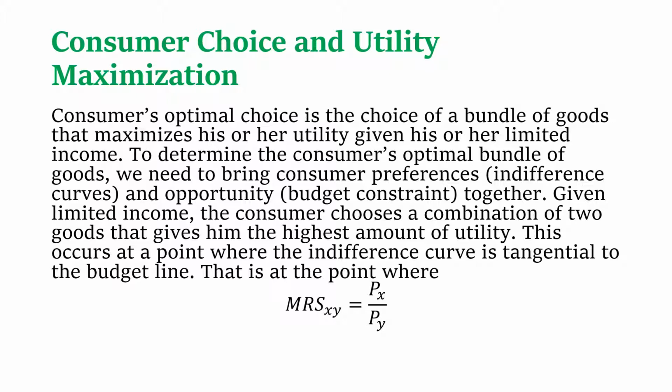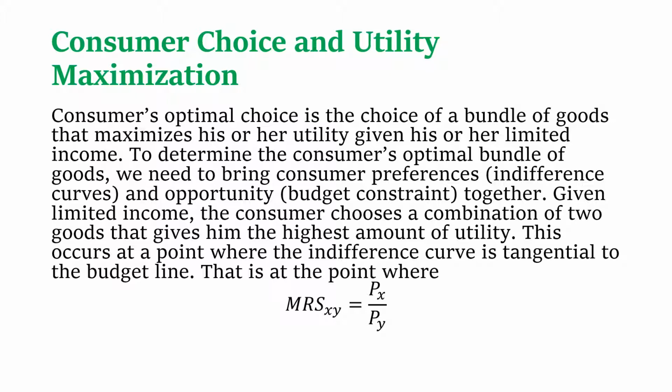Let's move now to consumer choice and utility maximization. Now, remember, I told you consumer choice and utility maximization is what we use to obtain the ordinary demand function, or the Marshallian demand function, right? So here, we say the consumer's optimal choice is the bundle of goods that maximizes his or her utility given his or her limited income, right? So given the consumer's limited income, maximize utility subject to this constraint.